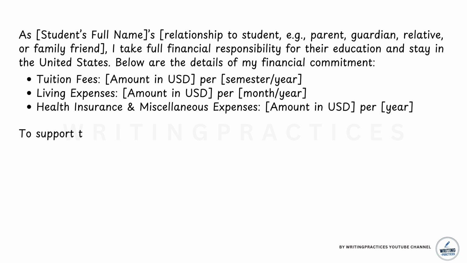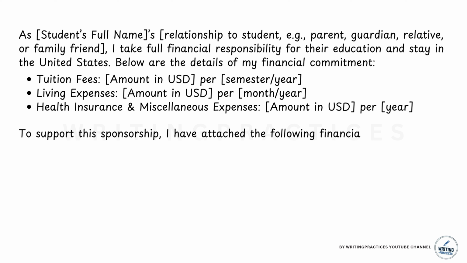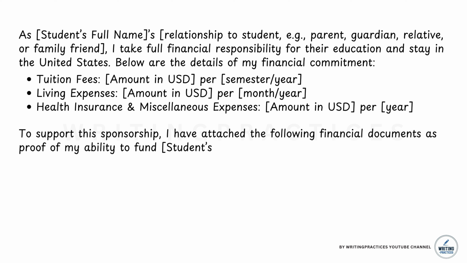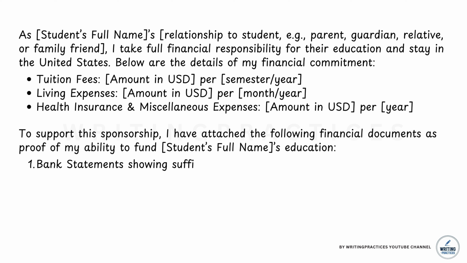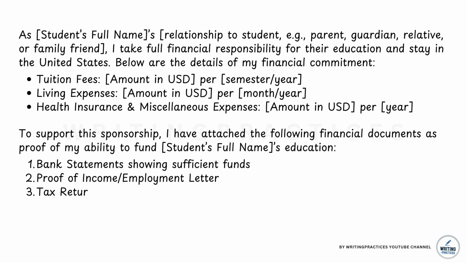Financial proof and supporting documents. In this section, the sponsor lists the documents they are submitting as evidence of their financial ability. Example: to support this sponsorship, I have attached the following financial documents as proof of my ability to fund student's full name's education. 1. Bank statements showing sufficient funds. 2. Proof of income or employment letter. 3. Tax returns, if applicable. 4. Affidavit of support form, if required.